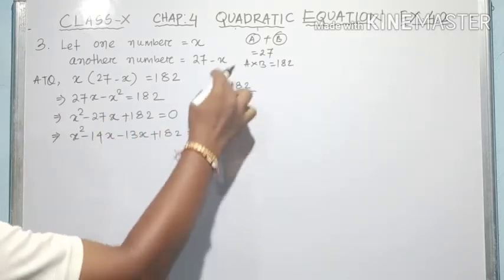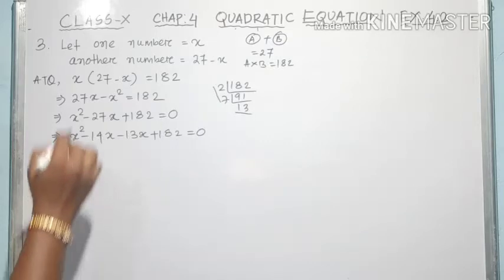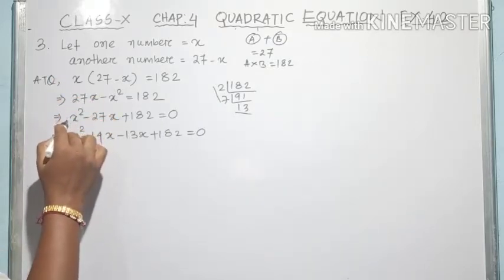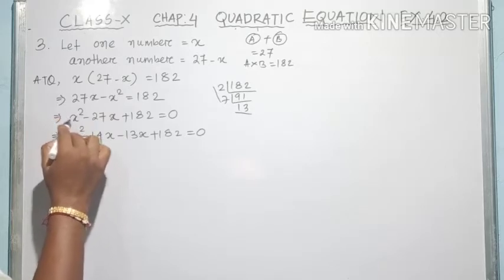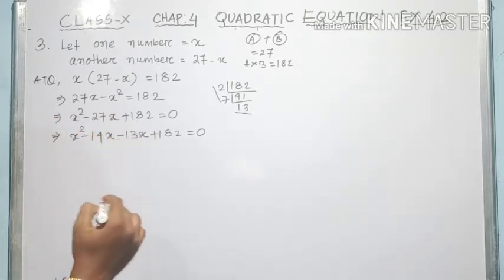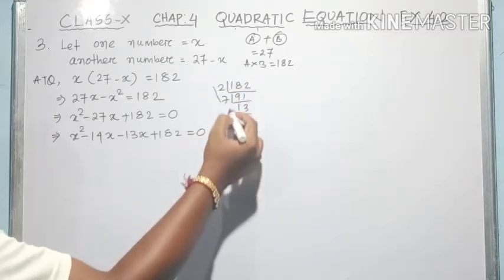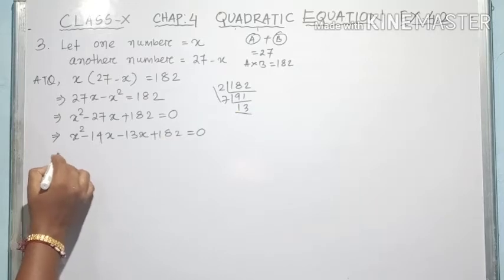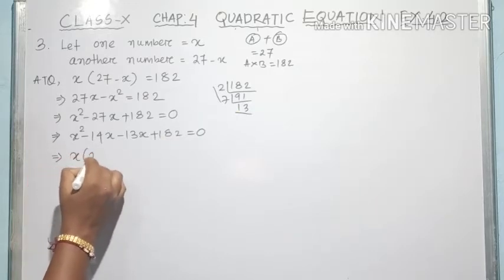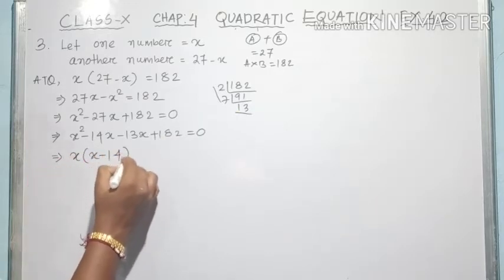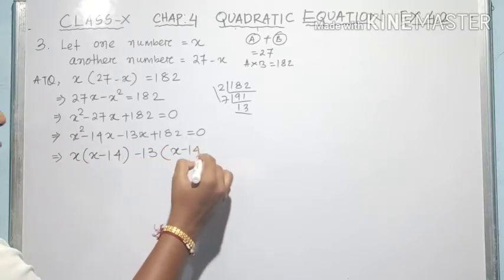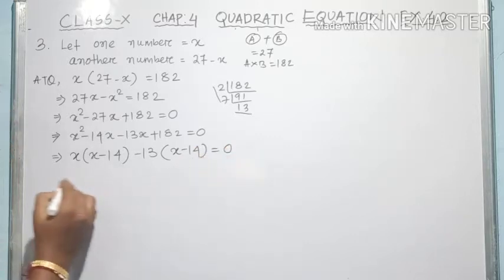Just factorize the constant term if the coefficient of x square is 1, otherwise multiply the coefficient of x square and the constant term and do its prime factorization. In this way you will easily get the integers. So if you take x common, here it will be x minus 14. If you take minus 13 common, here it will be x minus 14 is equal to 0.